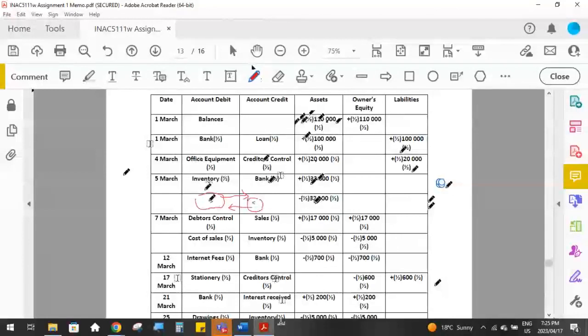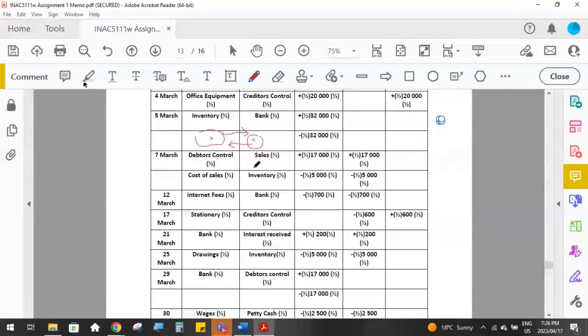You had to also pay attention in these transactions. Did we pay cash for the transaction, or did we purchase the whatever it was that we paid for on credit? If we paid cash, you had to credit the bank account. If the transaction was that we purchased it on credit, you had to credit creditors control. In other words, to create a liability, which means we're going to pay for it at some date in the future.